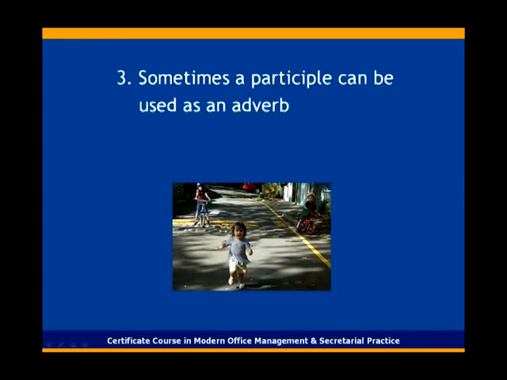Sometimes a participle can be used as an adverb. For example, she ran screaming down the street. How did she run? Screaming. The word tells us how some action or verb was done. Therefore, the word screaming acts like an adverb.